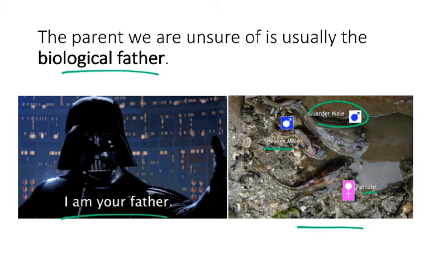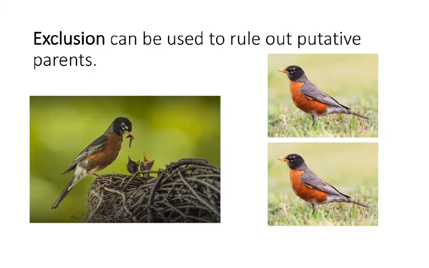So when we're doing these types of genetic parentage analysis, usually we know who the female is. In general, if we see a female at a nest site, for instance, we can be pretty sure she's the actual mother, but it's the father we're more unsure of, and that's what we're trying to determine. One of the ways we can do this is using a process of exclusion to rule out potential putative parents and figure out who the actual parents are.